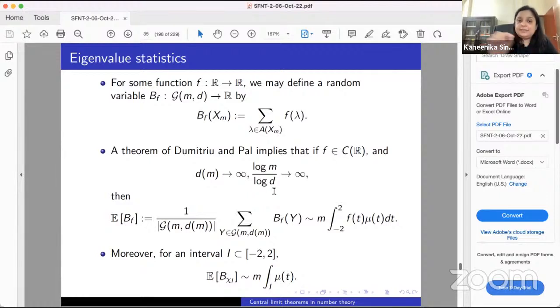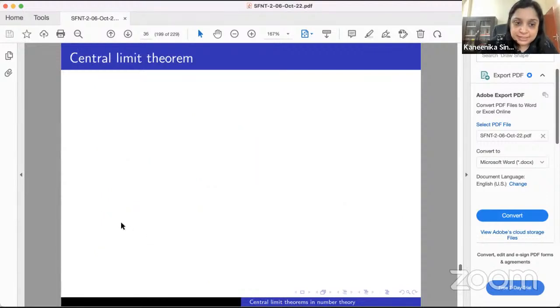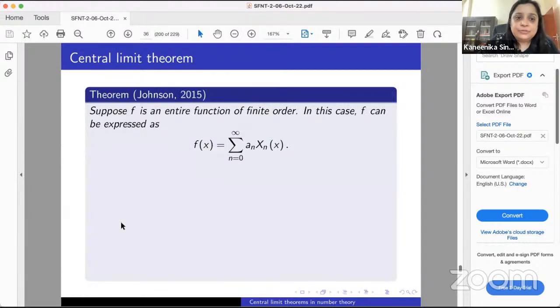So even if your D is growing along with M, eventually M should be greater than any power of D. This is what this growth condition here is telling us. So under these conditions, they know asymptotics about the expected value of B sub f. And so now, in turn, we can ask questions about variance and central limit theorems.